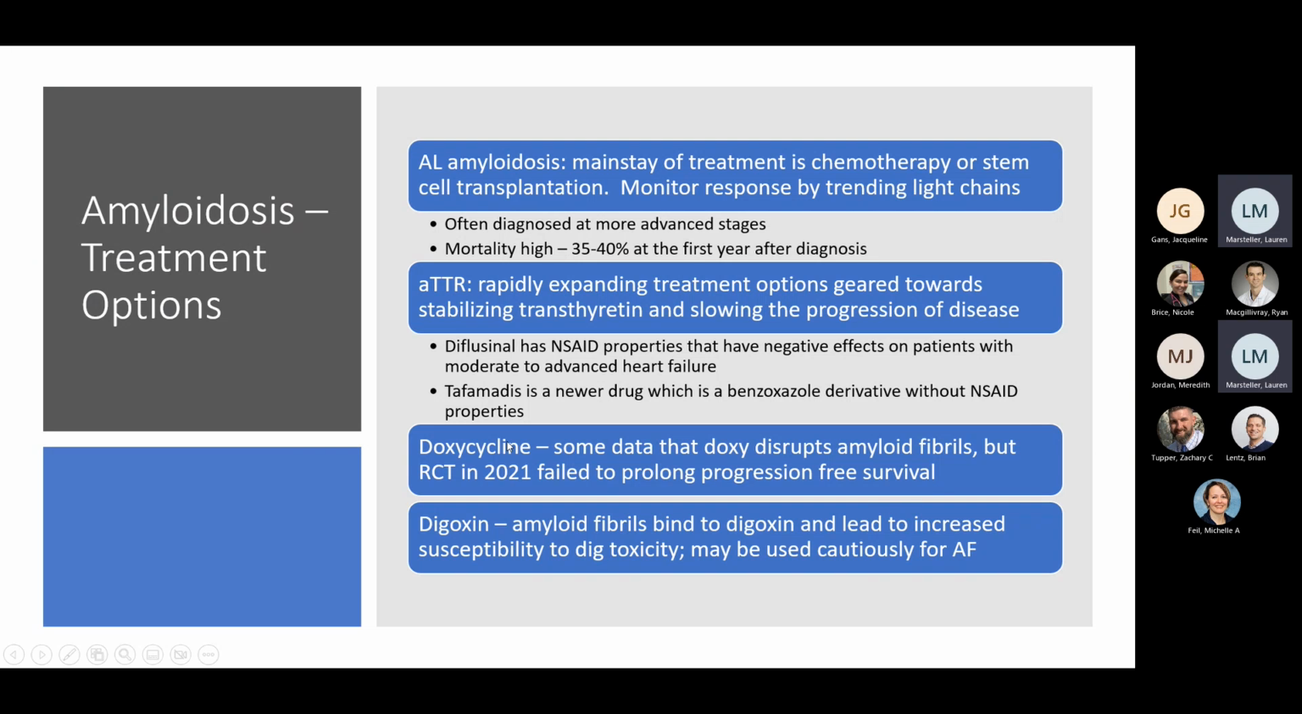So the first treatment here, just worth mentioning, is diflunisal, which I've never seen used, probably because it has this NSAID property, and as you hopefully know, we avoid NSAIDs for patients that have heart failure. The more common med that we see is tafamidis, and really the ultimate goal of the drug therapy is to slow the progression of the disease.